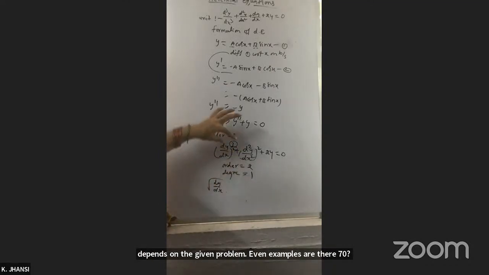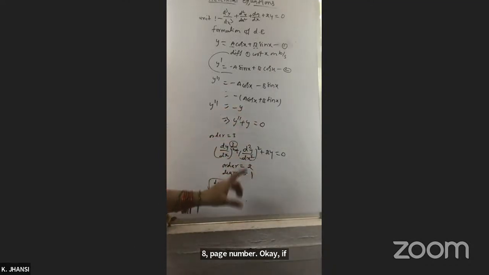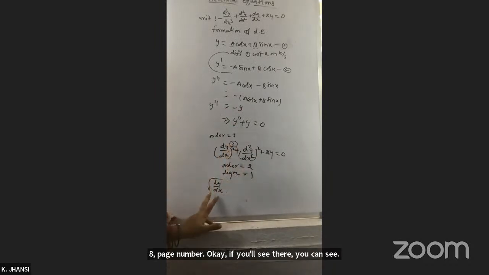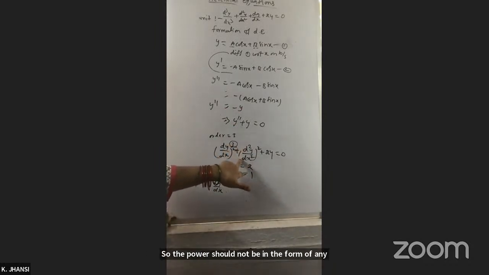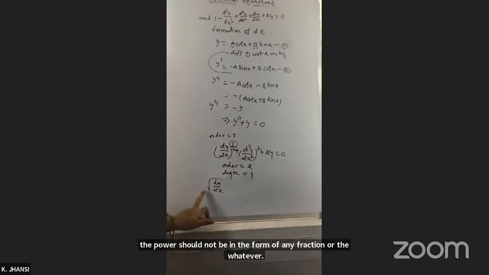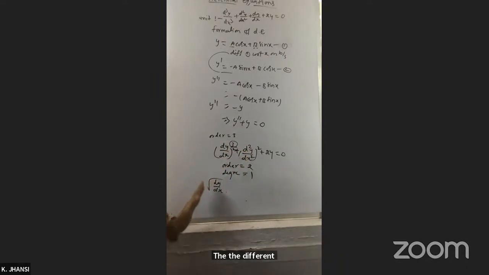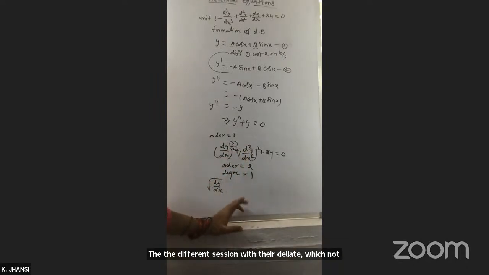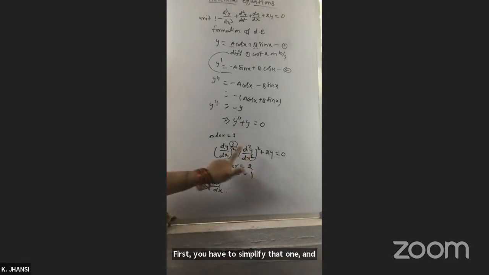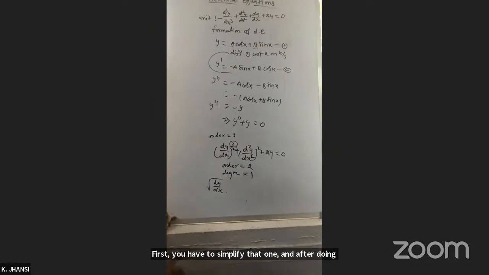So the power should not be in the form of any fraction, and the derivative should not be inside a square root. First, you have to simplify that. And after doing the simplification, we have to see what is the order and what is the degree of the equation. We can see those examples on page numbers 78 and 79.